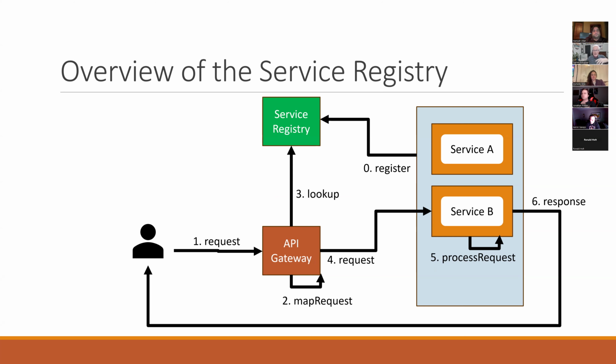Before any of this happened, service A and B had to register themselves with the service registry. So when they come up, they say, I'm up, I'm available, this is what I can do. Then service B, when it finally gets the request, will process it and send the response back. In the simplest form, it sends the response directly to the client. In what we're going to be using, the response goes back to the API gateway and then back to the client. But this is the simplest view of things. Any questions on how this works?